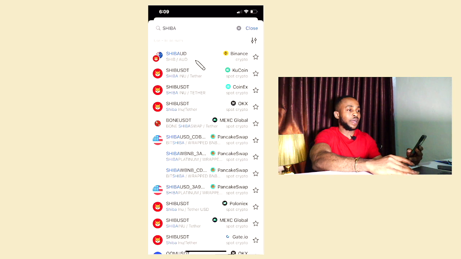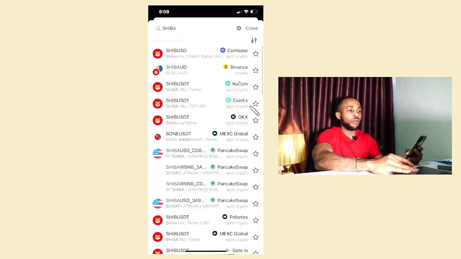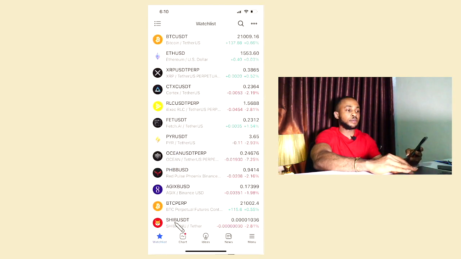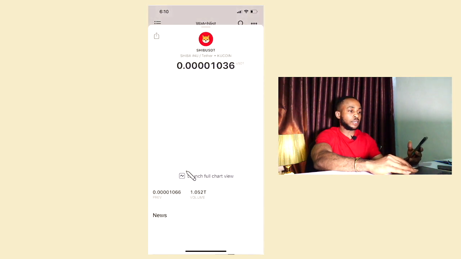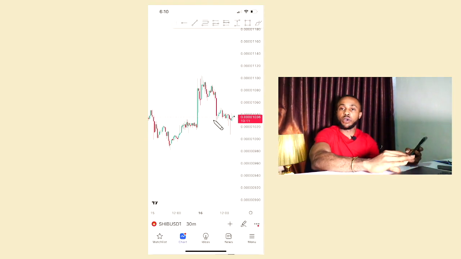As you can see, we have the different pairs that are associated with Shiba Inu, and we also have the different exchanges you can get them. You might decide to just add one of them to your favorite. Let's say we add this one to our favorite here. As you can see, it's been added to our watch list. I can just click on it and then launch full chart view. This is what the Shiba Inu chart currently looks like on the 30 minutes time frame, meaning that one candle represents 30 minutes. Don't forget about that.